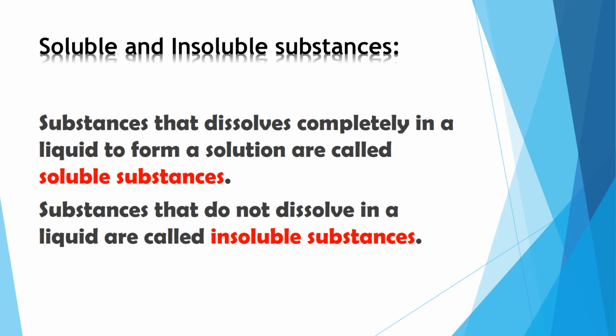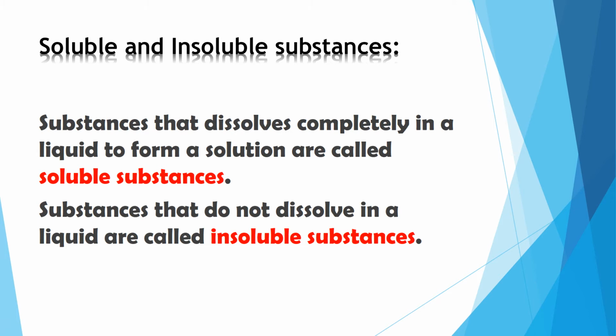Soluble and insoluble substances. Substances that dissolve completely in a liquid to form a solution are called soluble substances, whereas substances that do not dissolve in a liquid are called insoluble substances. Examples of soluble substances are sugar, salt, few gases such as oxygen and carbon dioxide, and milk also dissolves in water.